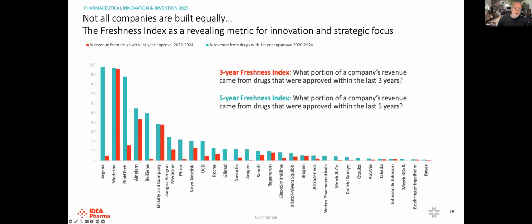But you start to go down, you go, well, look, Lilly's there, Pfizer's there, Novo Nordisk's there, even Roche is trending towards the left-hand side. But some companies like Bayer, if you're Bayer and you're making nothing from drugs that you launched in the last 5 years, you start to think, well, we're going to have a challenge. There's 3 German companies sitting at the far end of this graph, where all of their revenue is coming from drugs that are older than 5 years old.